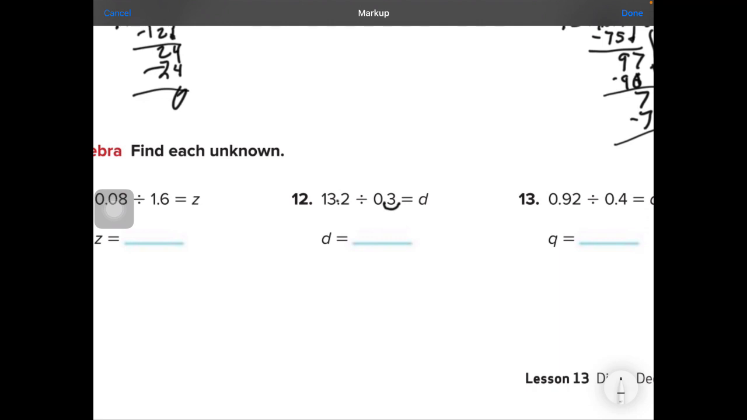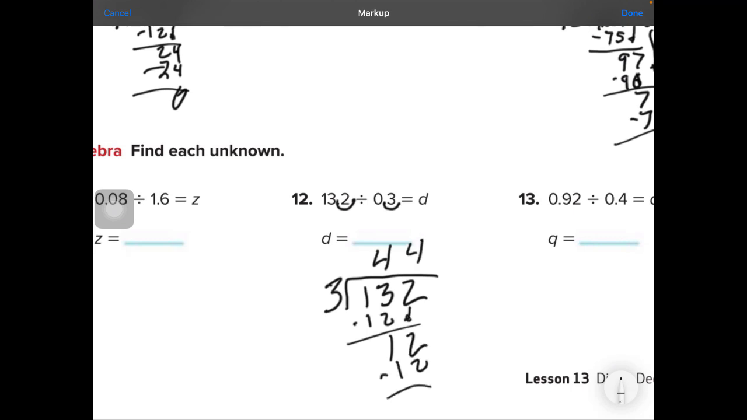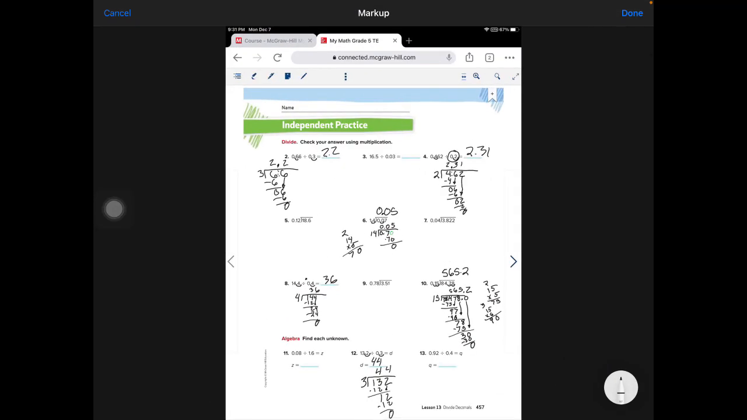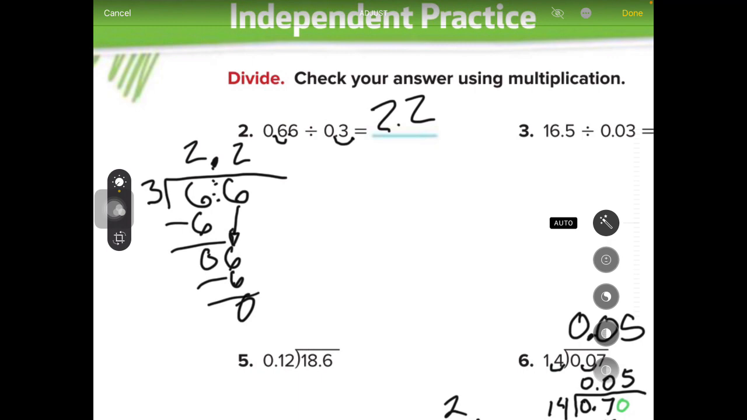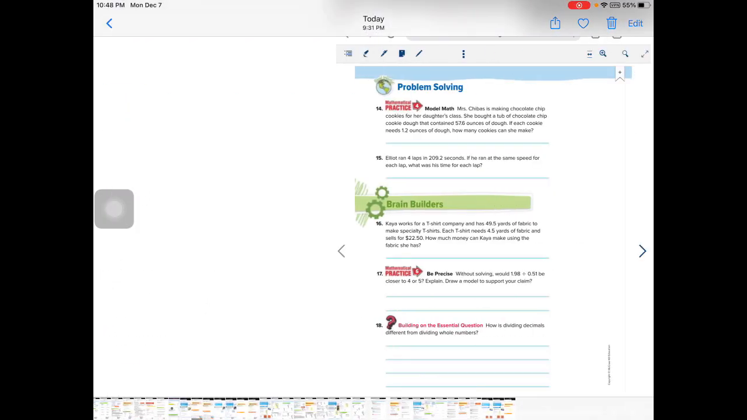Number 12. Okay, we have 13.2 divided by 0.3. So we need to move both of these decimals over a place value. 3 into 132. Okay, so 3 will go into 13 about 4 times. 4 times 3 is 12. 13 minus 12 is 1. Bring down the 2. It'll go into about another 4 more times. 12 evenly. Yes, our answer is 44. Ooh, these ones are tough. Okay, we did it, friends. We survived.